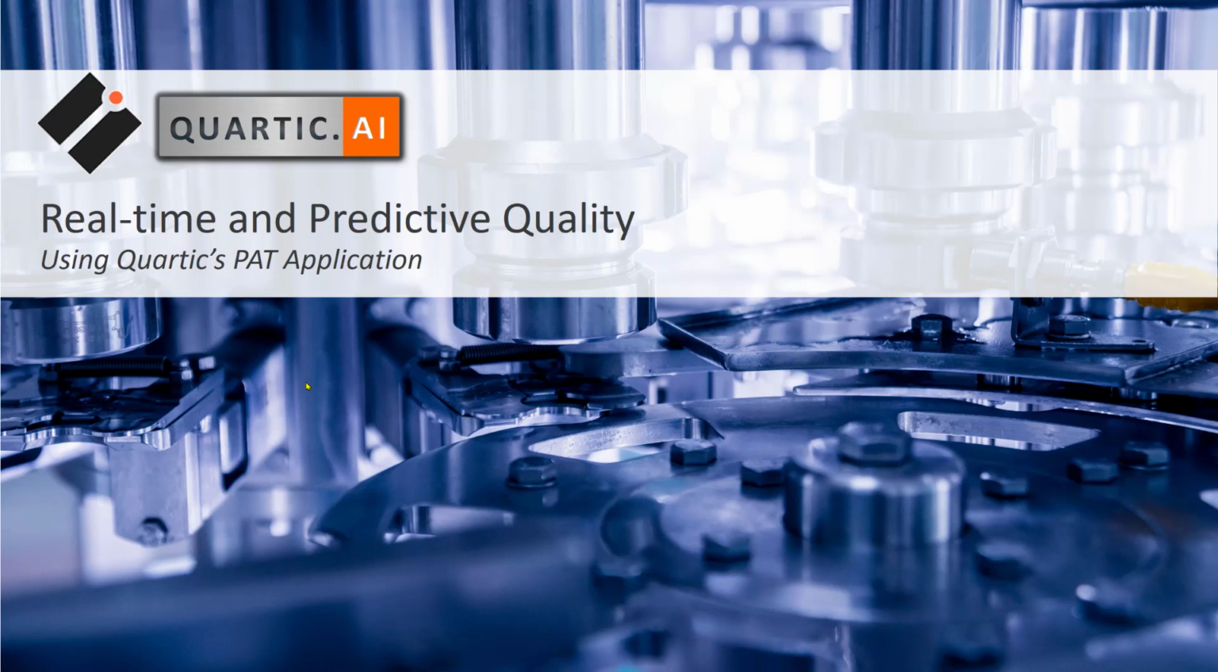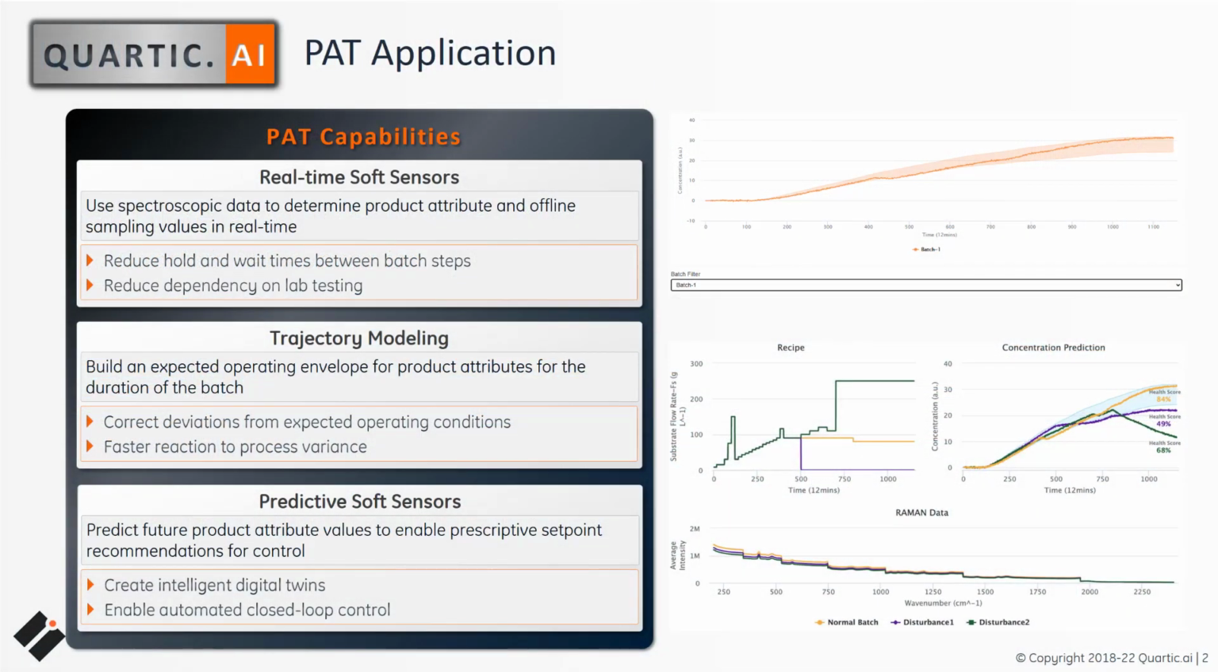Today I will show you how the Quartic Process Analytical Technologies, or PAT application, can be used to generate real-time and predictive quality values that can then be used to make real-time process adjustments to manufacture a more consistent, higher quality product. We do this by first connecting into our data sources, spectral probes and tags, along with offline lab results, and use that historical data to build machine learning models to produce real-time quality results. We can store those results as a soft sensor in the Quartic platform and also send them to a dashboard or an HMI screen for user consumption.